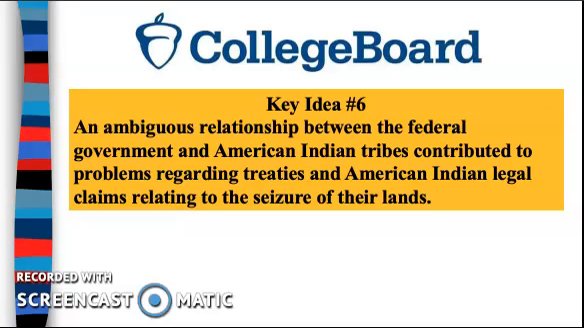This now leads us then, though, to key idea number 6. With all those people moving west, we had an ambiguous relationship between the federal government and American Indian tribes. And this contributed to problems regarding treaties and American Indian legal claims relating to the seizure of their lands. Now, this is not Trail of Tears yet. So we're not talking about the Cherokee just quite yet.